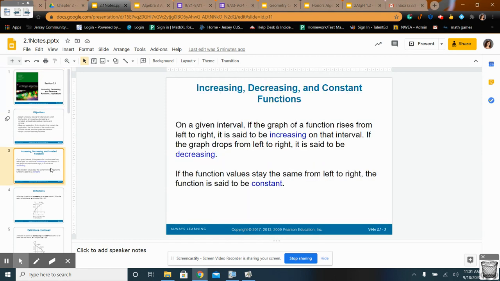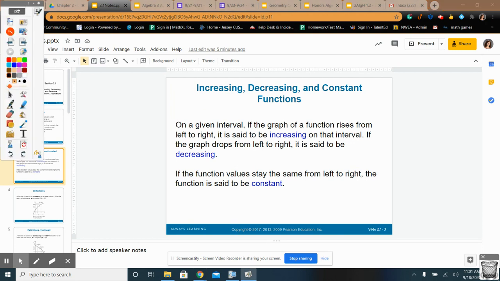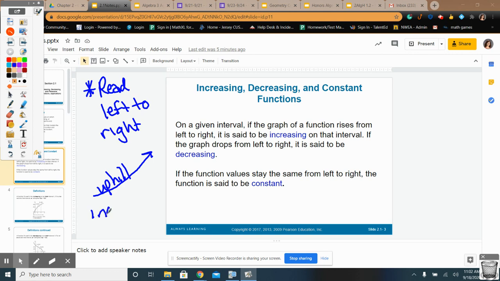Okay, so basically we're talking about functions and this idea of increasing and decreasing. So the big things that you need to know is that we read a graph just like you read a book. We read left to right, so don't forget this. We read it left to right. And when you're going left to right, if it's going uphill, we call that increasing. If it's going downhill, we call that decreasing, just kind of like positive and negative slope, but we're not just talking about lines. And then if the y stays the same, then we call that constant.